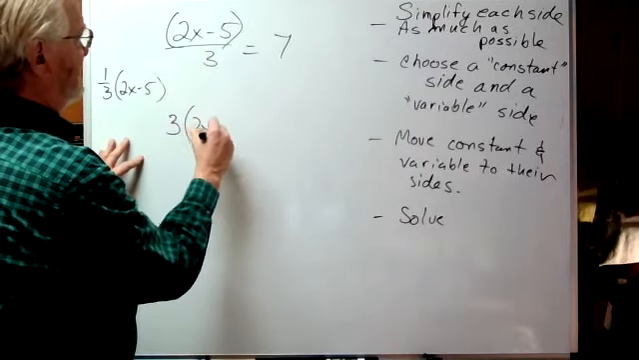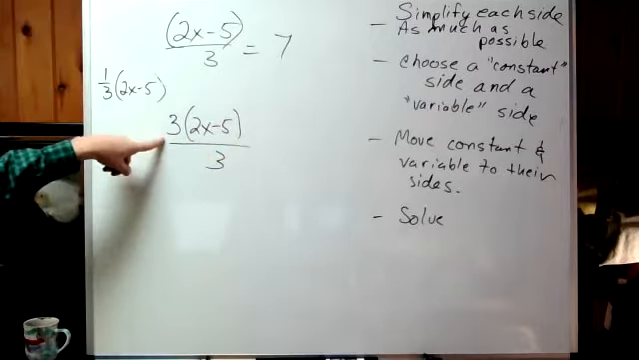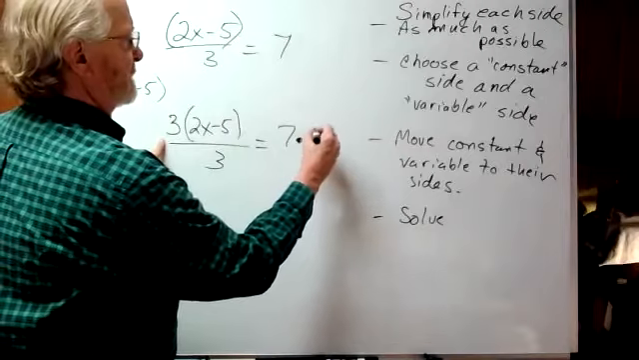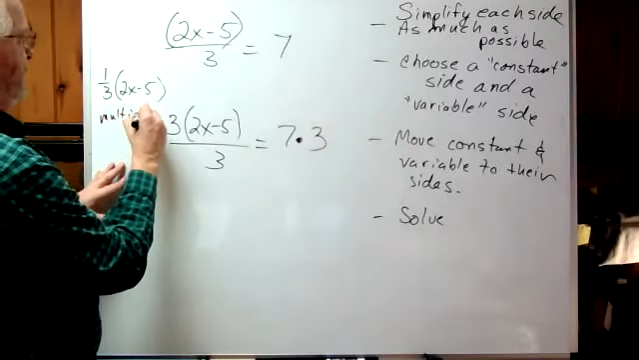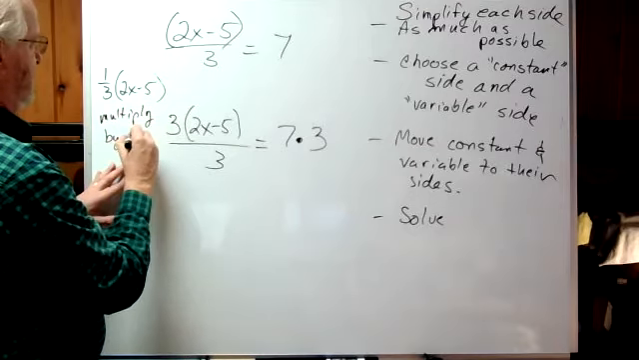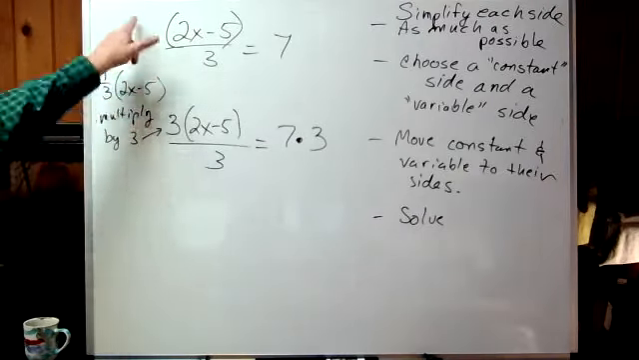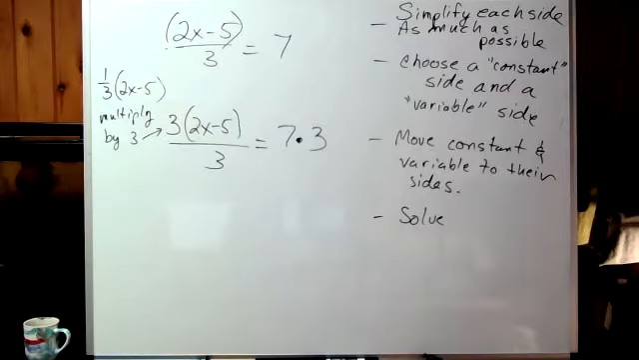Multiplying by 3 just means now I have that on top. There's the 3 I'm multiplying by. Of course, I have to do this side also. That makes sense. I purposely chose that, trying to cancel out this 3. Then I get rid of that fraction.